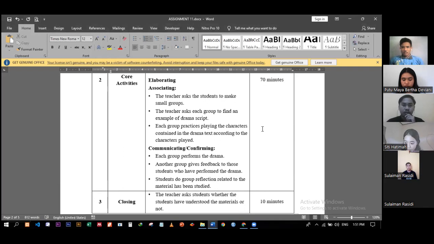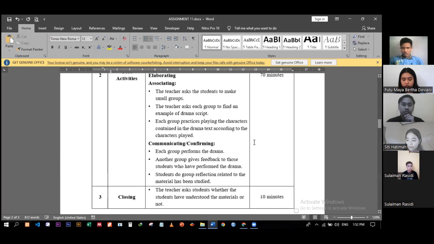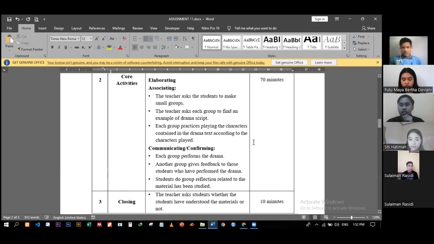The first one, the teacher asks the students to make small groups. And after that, the teacher asks each group to find an example of a drama script. And the last is each group practices playing the characters contained in the drama text. For this section, the students are free to choose which character they want to practice.